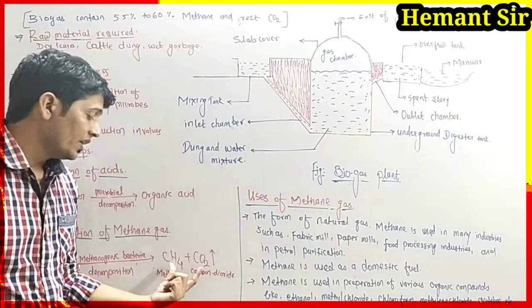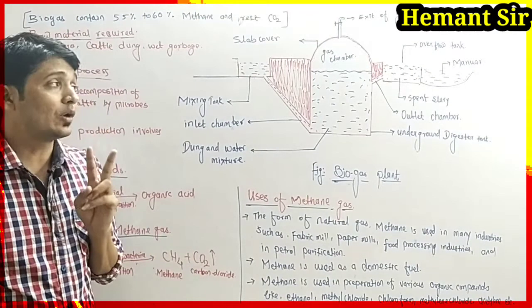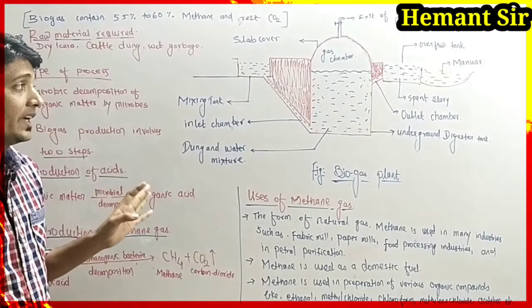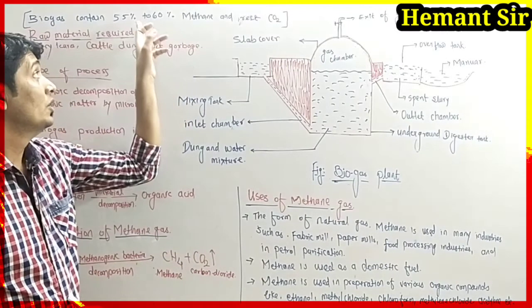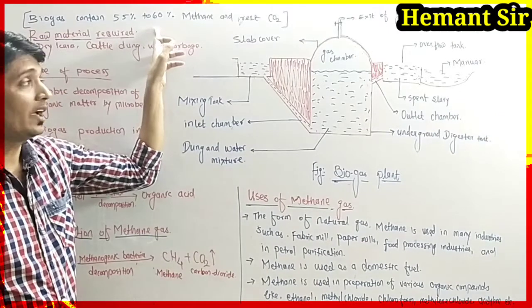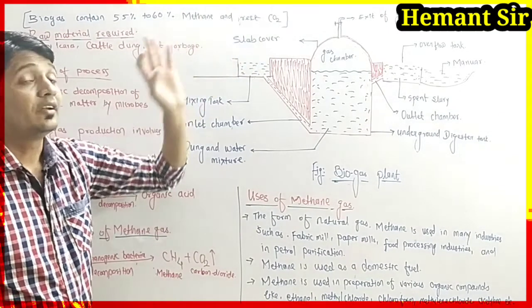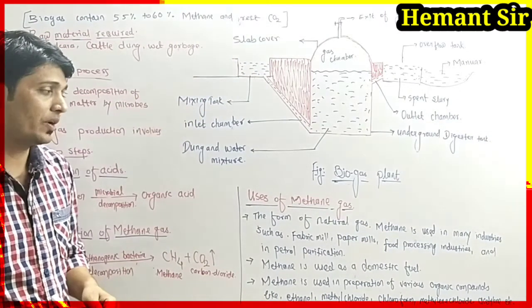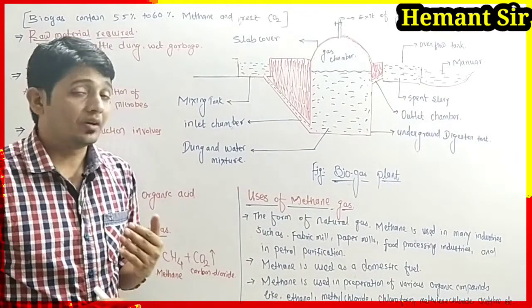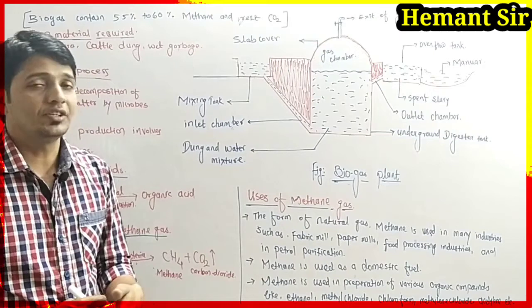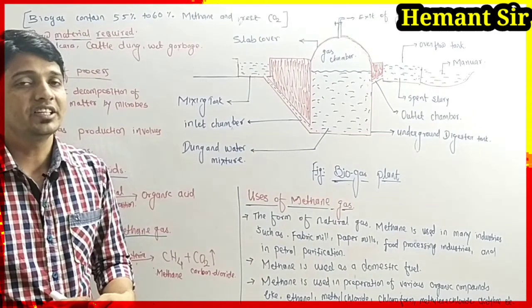So here two types of gases are released: one is methane gas and one is carbon dioxide. Methane gas makes up about 55 to 60% and carbon dioxide is the rest of the gas. This is the way biogas is formed by using the biogas plant.